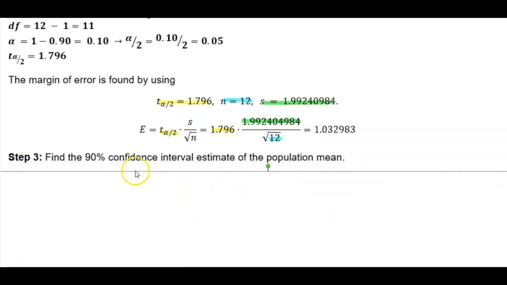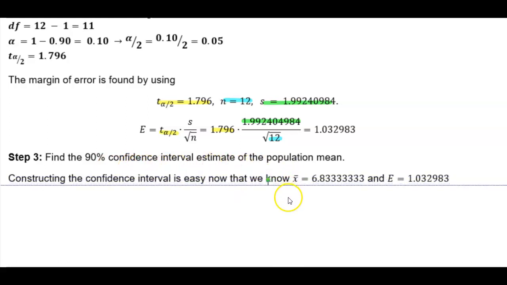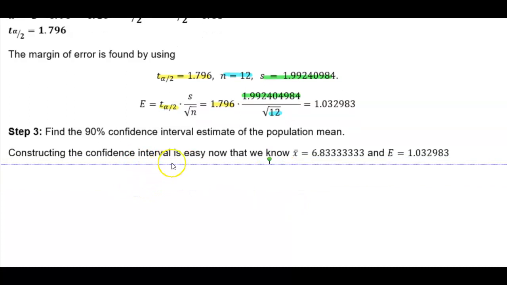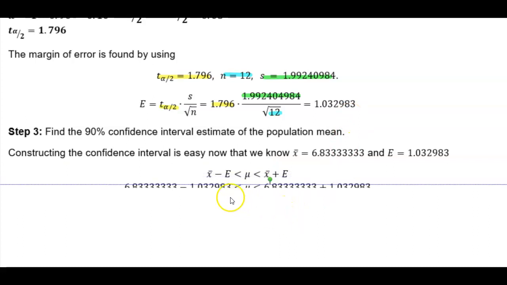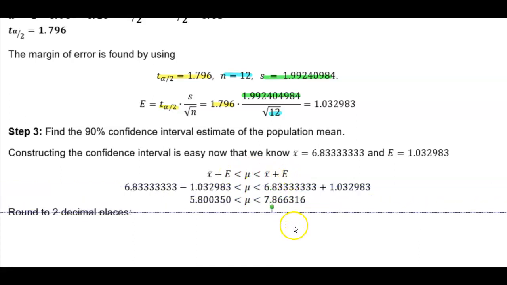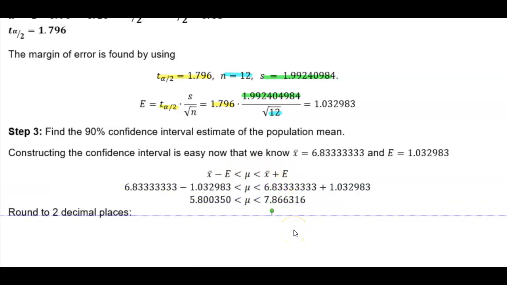Now what we want to be able to do is find the 90% confidence interval estimate of the population mean. So constructing the confidence interval is easy now that we know that the sample mean is 6.83333333, and we have the margin of error that we just found in step 2. So recall that that's the sample mean minus the margin of error on the left side, the sample mean plus the margin of error on the right side. So let's go ahead and do that.